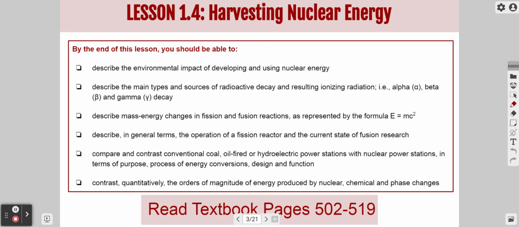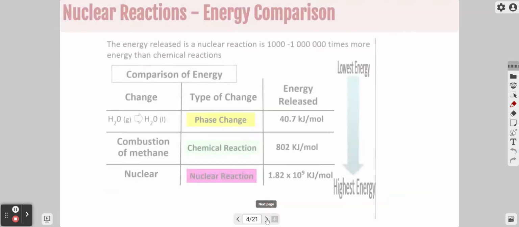Okay, so here are the outcomes. We are focusing on looking at the environmental impact of nuclear energy and the different types of radiation that are released in nuclear energy. We're going to leave the last few sections for the next part of the lesson, which will be in a separate video. But this lesson covers these pages.